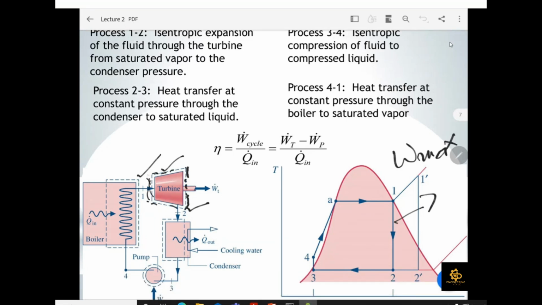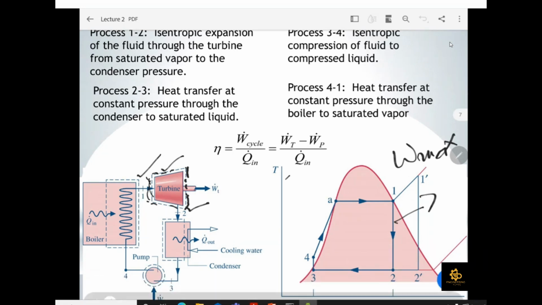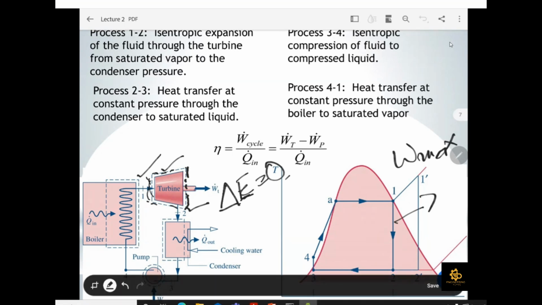What does this dotted line show? This dotted line shows that your turbine is highly insulated, meaning the energy losses are equal to zero. Since there are no energy losses, your turbine is producing maximum work, so it will not lose any energy while producing work. That is happening because of the isentropic expansion process.